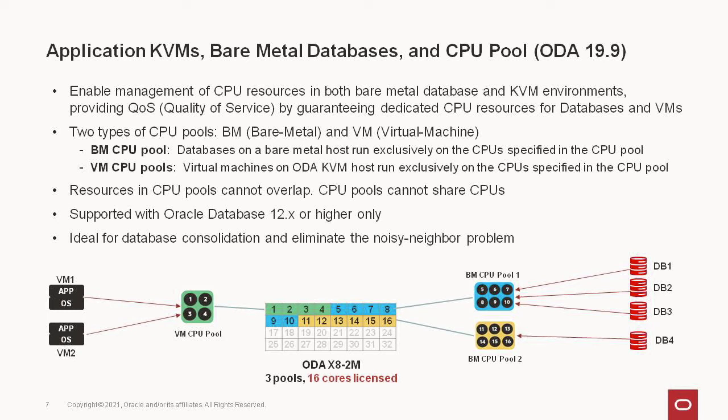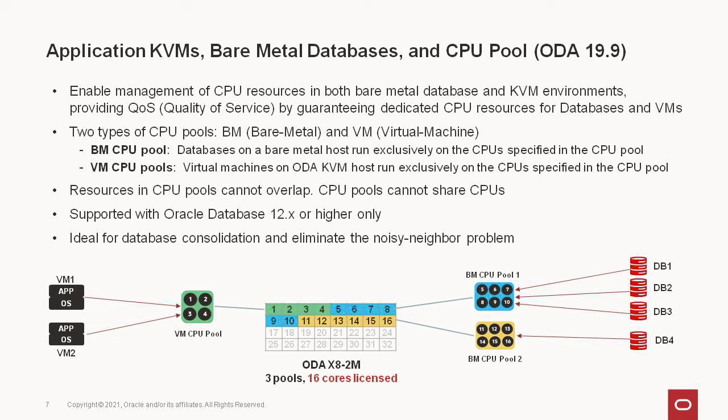So here is a previous release, when we first started supporting application KVMs in 1909. That's when we introduced the concept of CPU pool. Let me explain what you're seeing here. On the left-hand side, you can see we have a couple of application KVMs sharing a CPU pool that we created. And on the right-hand side, we have the database in bare metal. On the bare metal database, you can share a CPU pool, and you can also have a dedicated CPU pool for, like, database 4, as you can see. So this is considered a bare metal system, because your database is in bare metal.